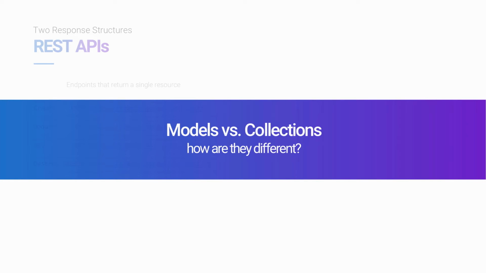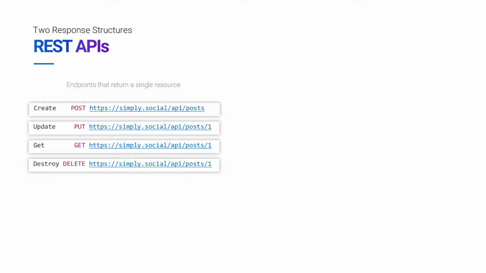Before we can solve our problem, we first need to talk about the difference between models and collections. And to do that, we need to look at the two different response structures that often occur in REST APIs. So if we tried to create, update, get, or destroy a resource, all of these endpoints return a single resource. So they all have a similar data structure, and when they return data, it's all going to look the same.